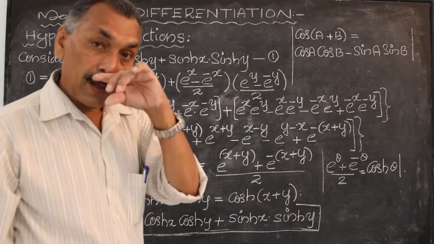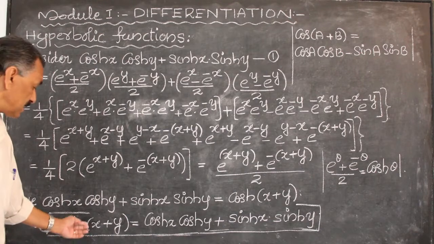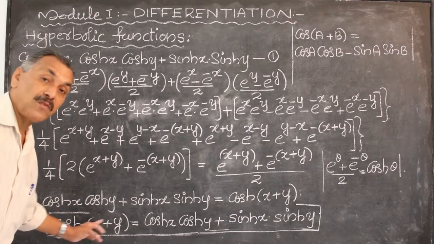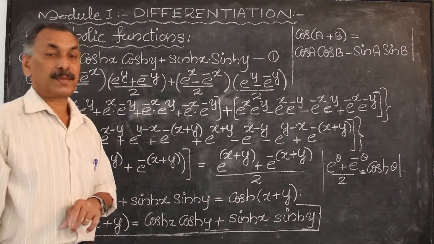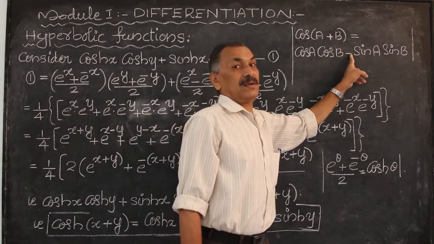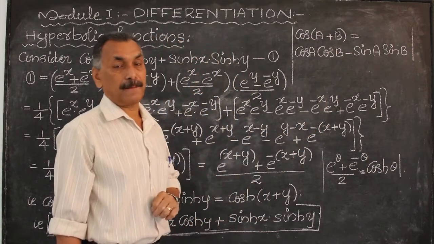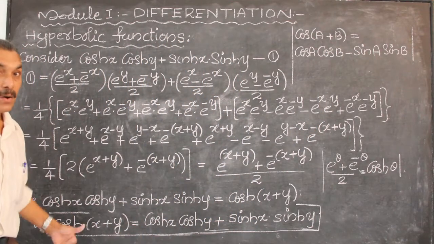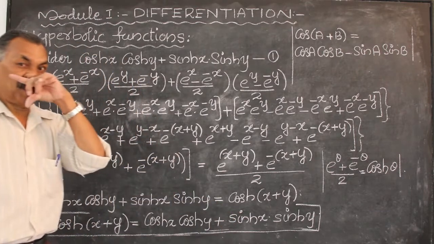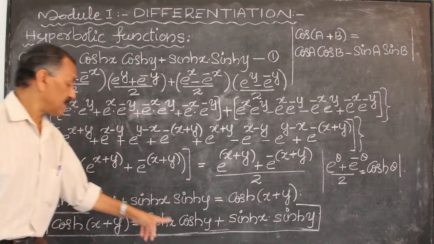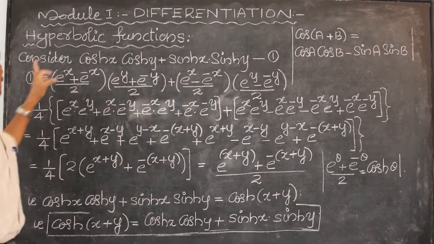Similarly, instead of cos(a plus b), we consider cosh of (x plus y), the hyperbolic function. cosh(x plus y) is equal to cosh x cosh y plus sinh x sinh y. Here cos(a plus b) is equal to cos a cos b minus sin a sin b, but in the case of hyperbolic functions, cosh(a plus b) is equal to cosh a cosh b plus sinh a sinh b. Now consider the right-hand side, cosh x cosh y plus sinh x sinh y.